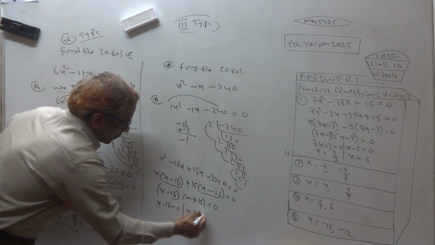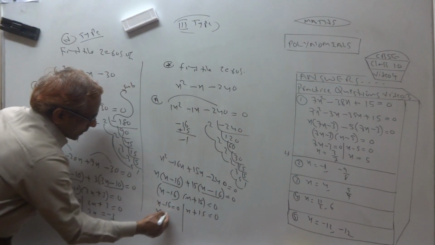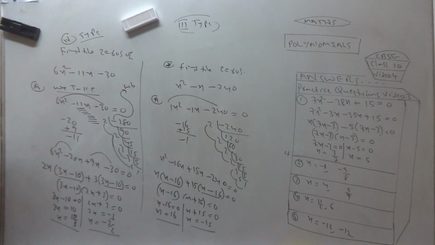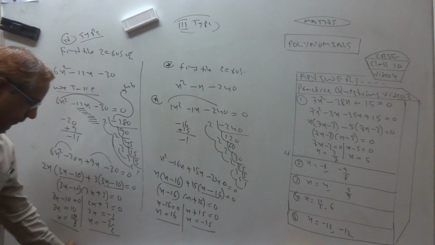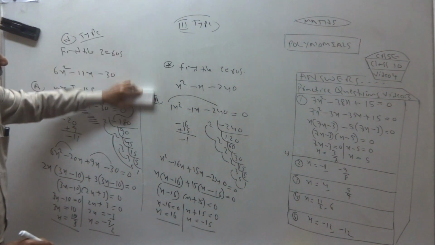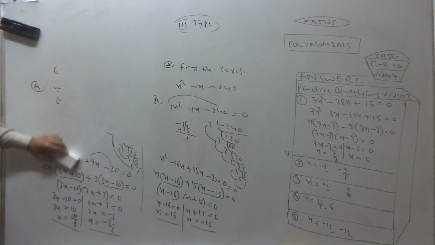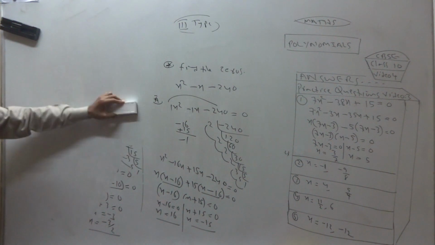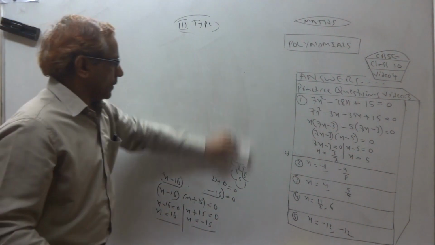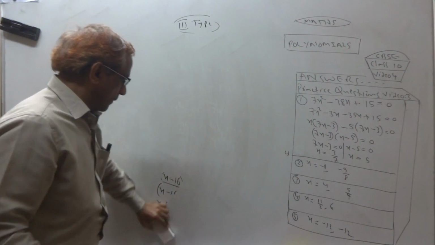This is 0. This is 0. x is plus 16. x is minus 15. We got the zeros. It's clear? So this is a method to find out the zeros. Then see, now you got the idea of how to find zeros of any quadratic polynomial.